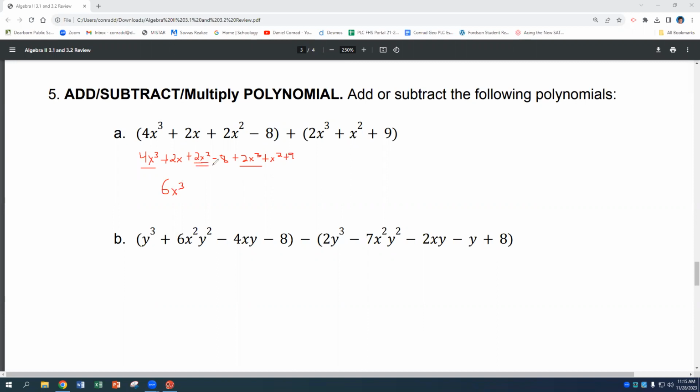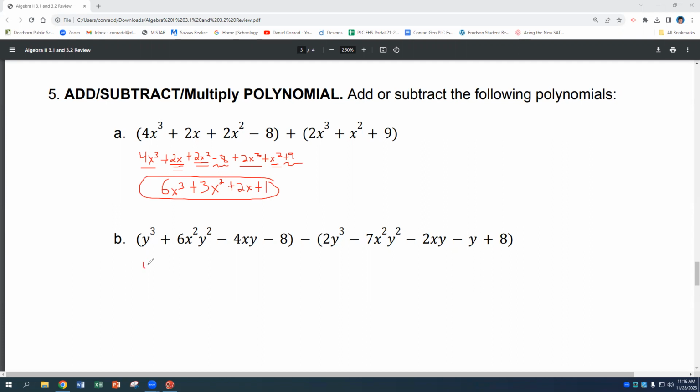My x squareds here, I can add those together. That's going to give me plus 3x squared. And then I have 2x. And then I have minus 8 and plus 9, which is going to give me plus 1. So I should end up with 6x to the third, 3x squared plus 2x plus 1. Yep, that looks good.